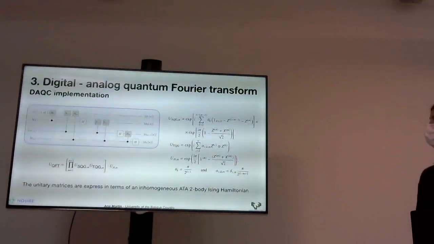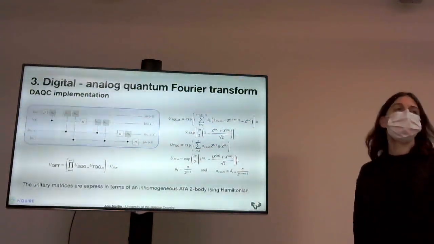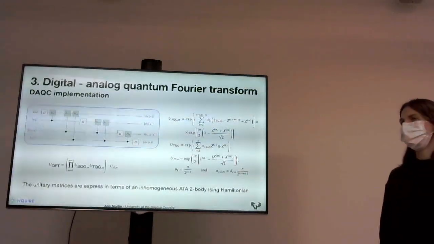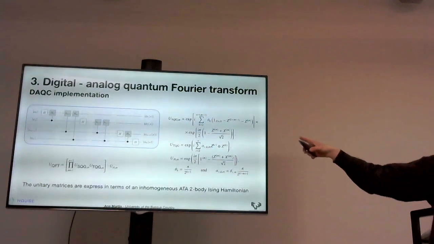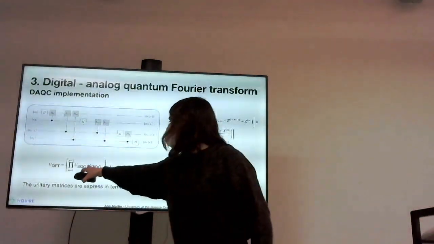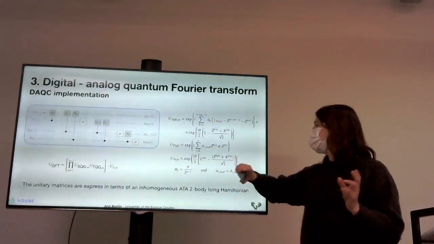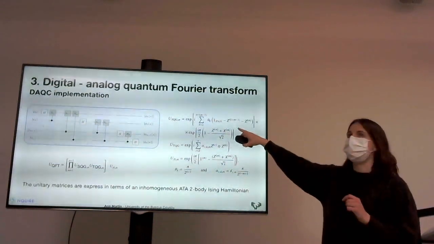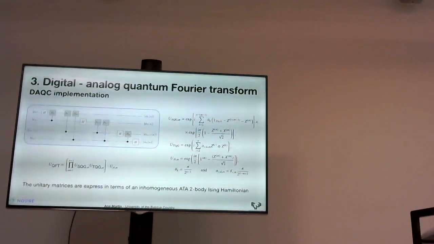The quantum Fourier transform: this is the digital implementation that is easy to find in any quantum computing book, such as Nielsen and Chuang or any other. The unitary matrix that expresses the whole process can be expressed in terms of single and two-qubit gates. And what we have done is to engineer the Hamiltonian in order to express it in terms of an inhomogeneous all-to-all two-body Ising Hamiltonian. That way, we can use the protocol that I mentioned before to implement it using digital-analog techniques.